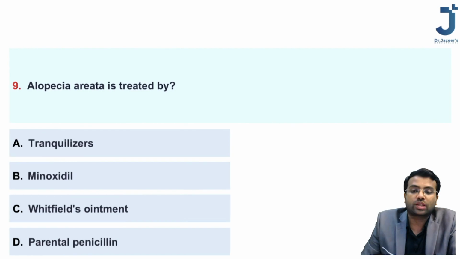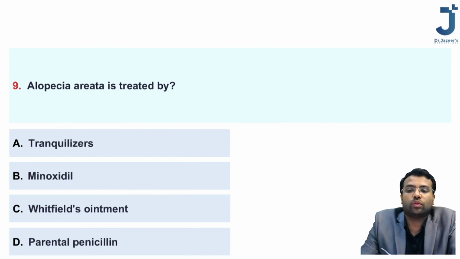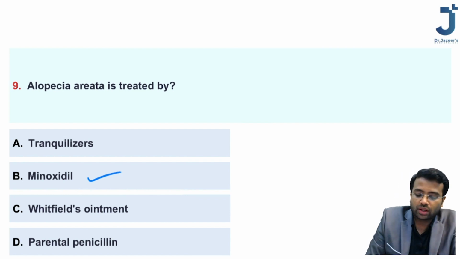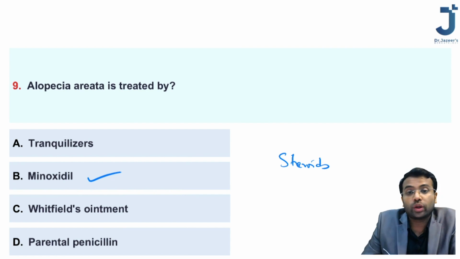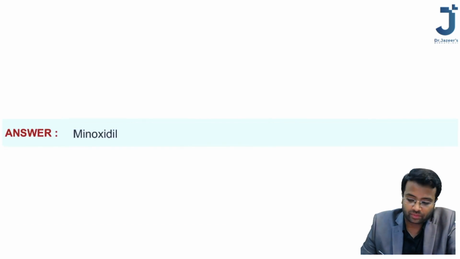Now let's see the next one, alopecia areata. Alopecia areata is treated by tranquilizers, minoxidil, Whitfield's ointment, or parenteral penicillin. Out of all these options, the best option would be minoxidil, even though for alopecia areata we may use topical steroids, as it is an autoimmune disease. Along with topical steroids, you may also use this topical agent called minoxidil.